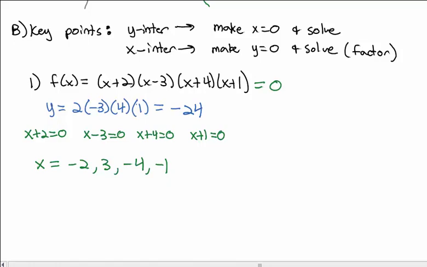What about the shape? We're going to multiply these x's together. When we do, we get x to the fourth. And the numbers in front are always 1. 1 times 1 times 1 times 1 times 1 is 1. So we have a positive coefficient with an even exponent. Positive coefficient comes in from the top left, wiggles around, and goes out top right. So let's see if we can graph it.